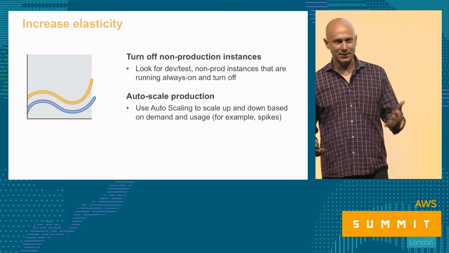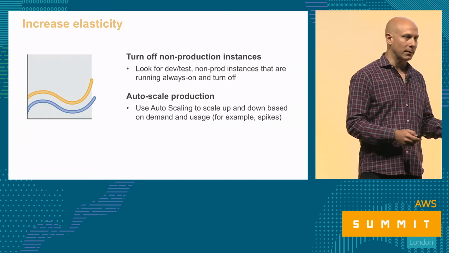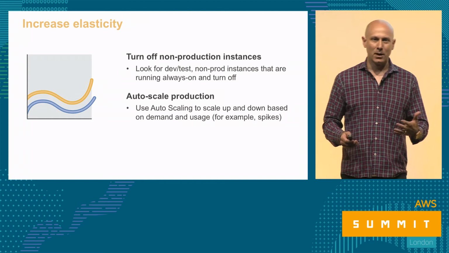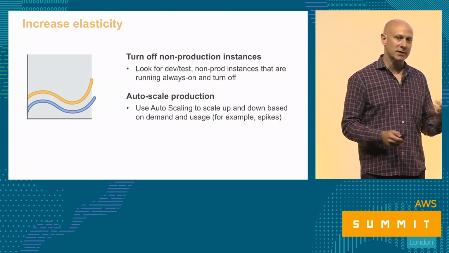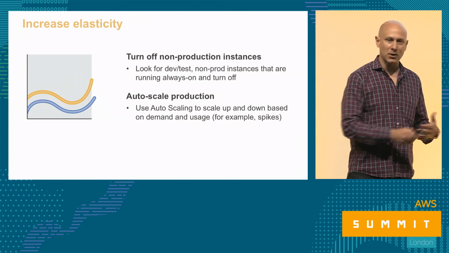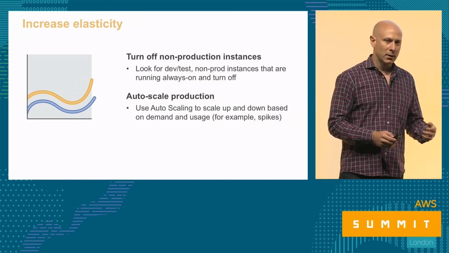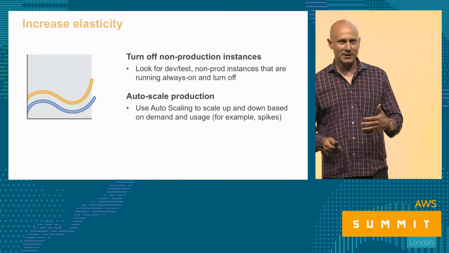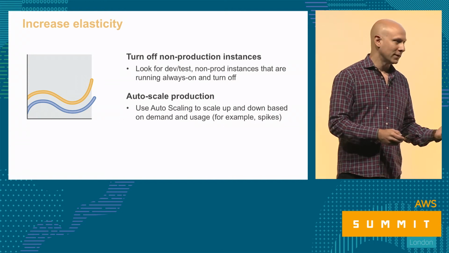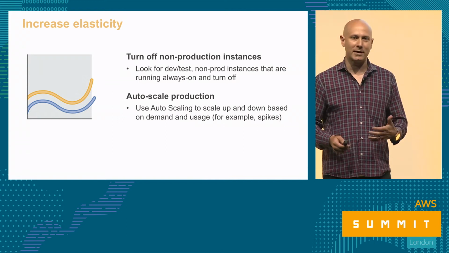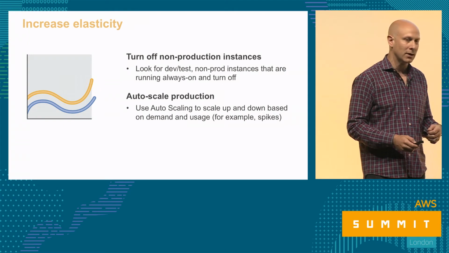The next is increasing elasticity. Obviously, one of the key promises of the cloud is elasticity, which most people think of as the ability to scale up to meet demand. Perhaps you have a web tier or an application where you need to get something done more quickly. But I also want you to think about right sizing as the ability to turn things off. This is another key opportunity you have in the cloud, and especially with AWS.